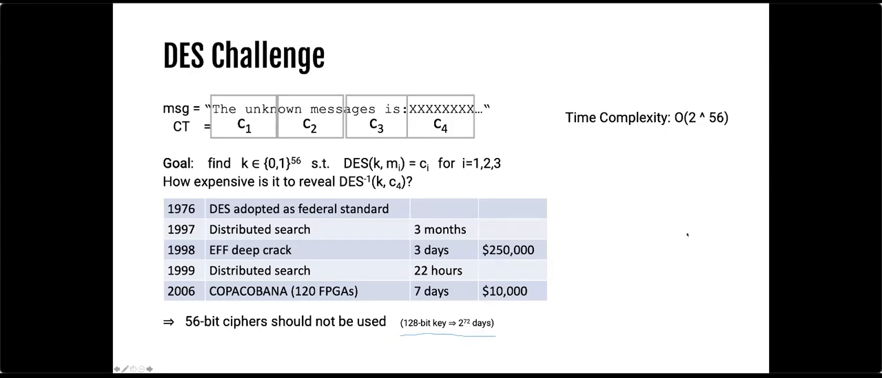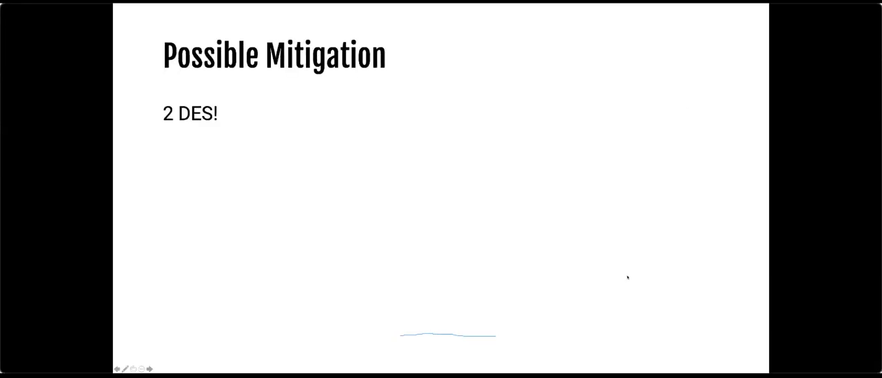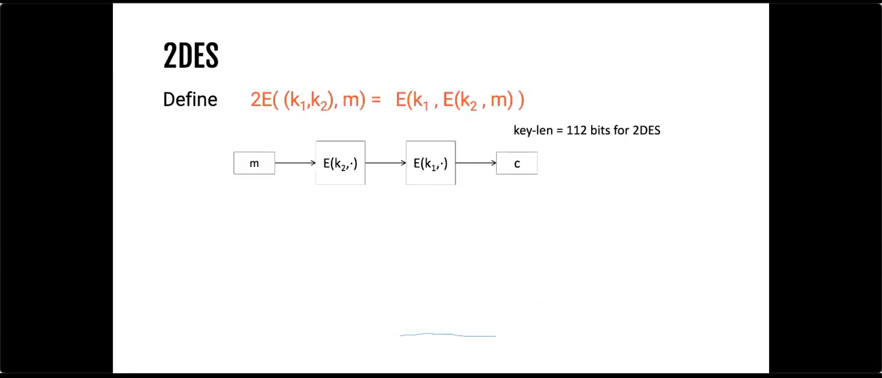I think we have discussed this for some time, so I'm going to move on and introduce a possible idea. I would like you to think about whether or not this possible mitigation makes sense. We call this specific scheme 2DES. This is called the 2DES cipher. We define the cipher as an embedded DES, so you do DES twice.